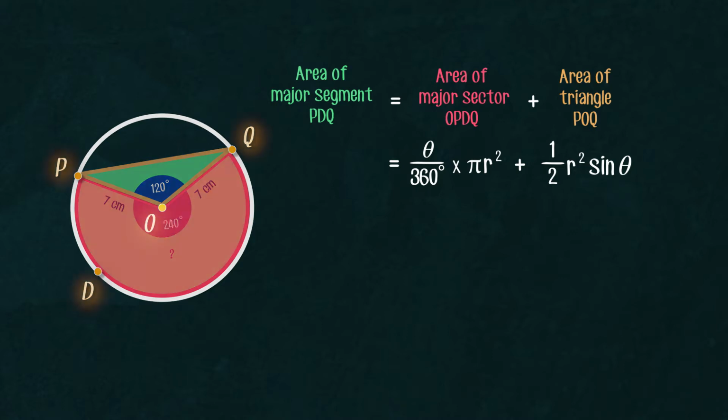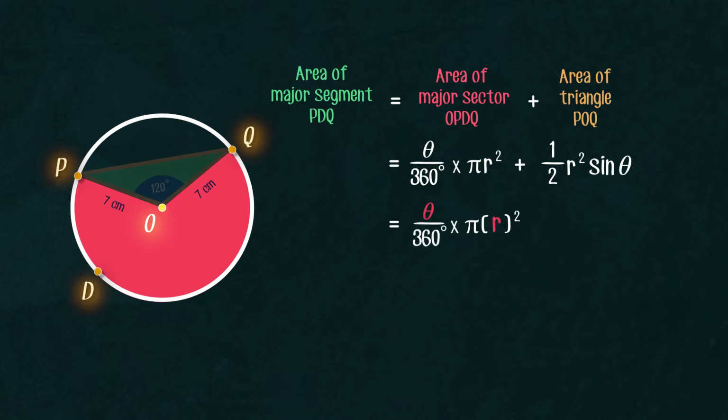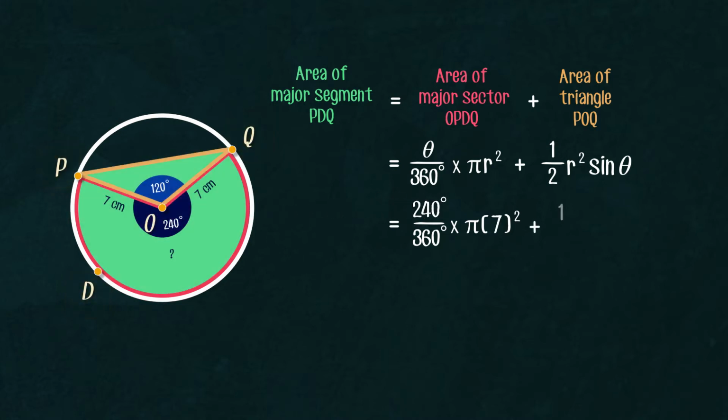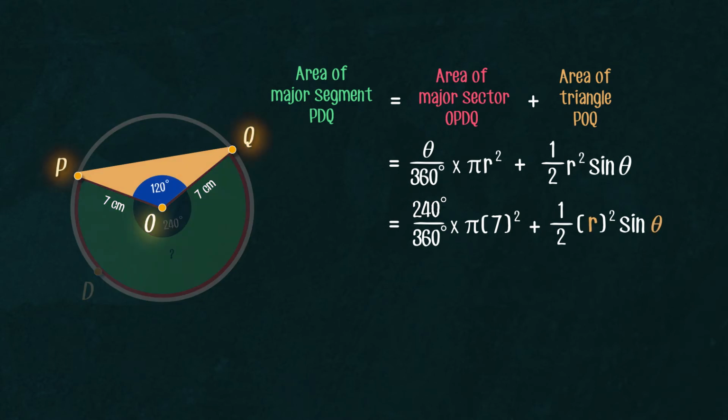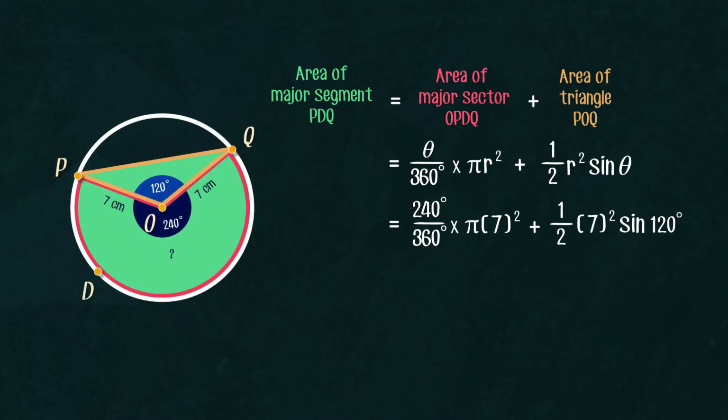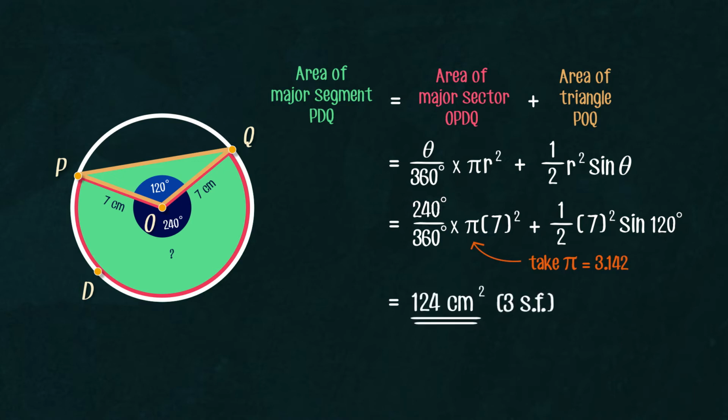To find the area of the sector OPDQ, we use the angle subtended at O by the sector, that is, 240 degrees. To find the area of the triangle POQ, we use the angle subtended at O by the chord PQ, that is, 120 degrees. With the areas of the sector and triangle, and taking pi to be 3.142, we can use them to find the area of the major segment, which is 124 square centimeters.